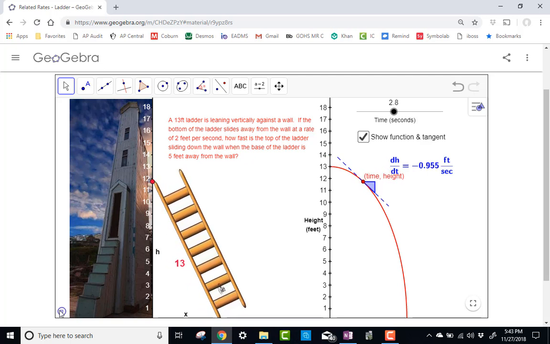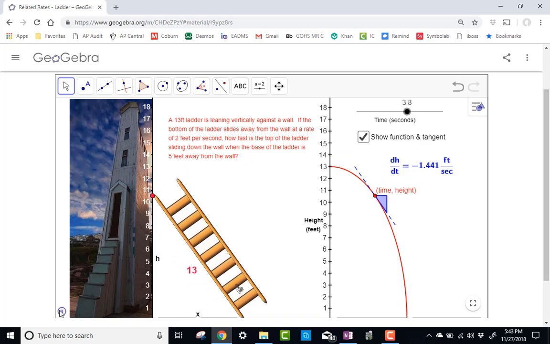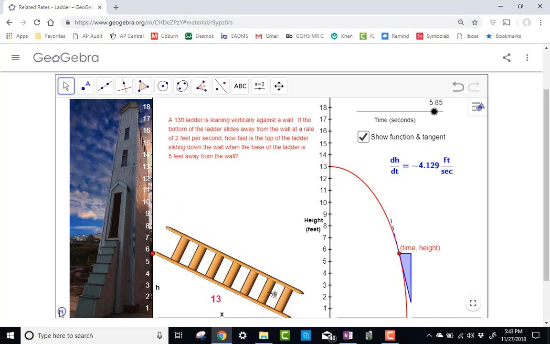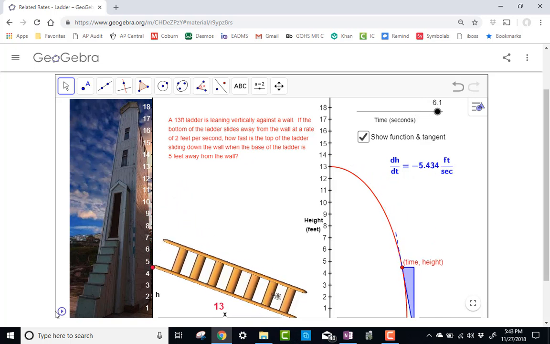And if we go on, you can see that our rate ends up increasing a lot by the time we get down to the bottom. Look at that. So at 6 seconds, our ladder's falling now at a rate of 5.434 feet per second. So as the bottom of the ladder gets pulled out, the top of the ladder actually falls faster.